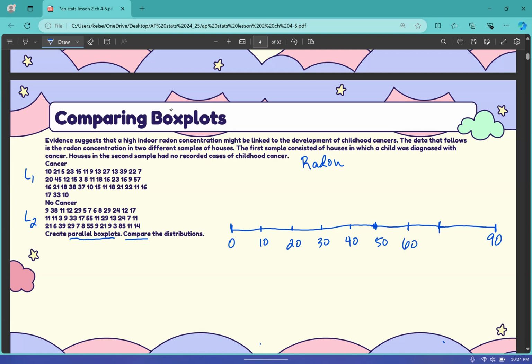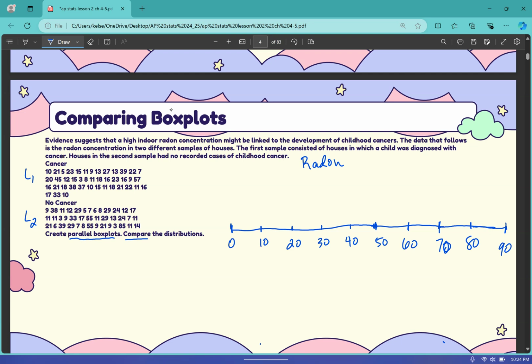60, 70. Looks like we might have to extend it a little bit there. Okay, here's 80. And then there we go, 90. Okay, cool. So we got this. Now we're going to go ahead and plot both of them. And it's going to look just like this screen.